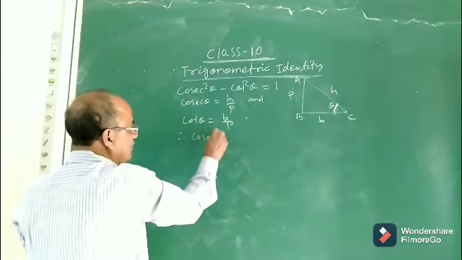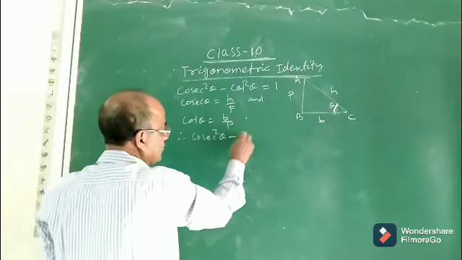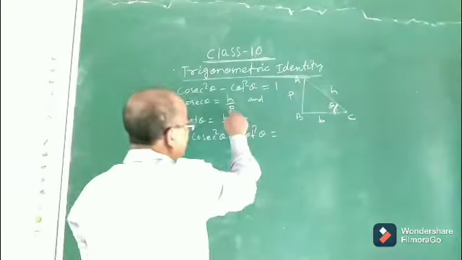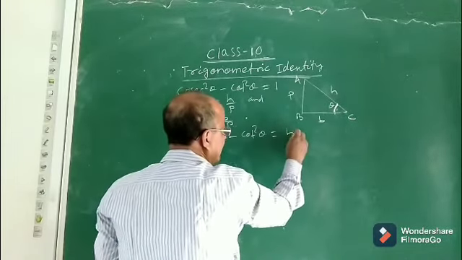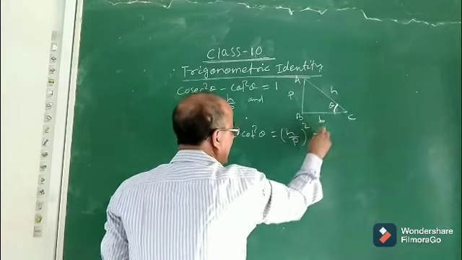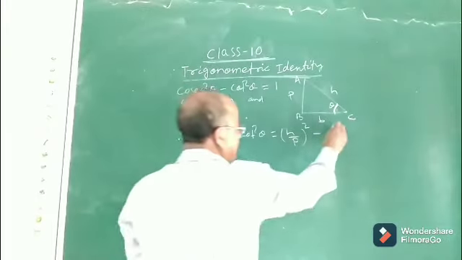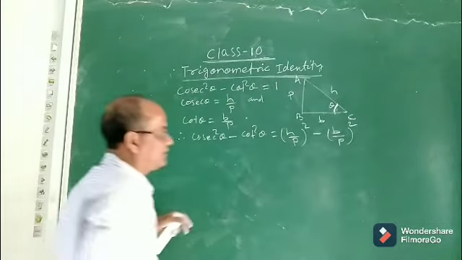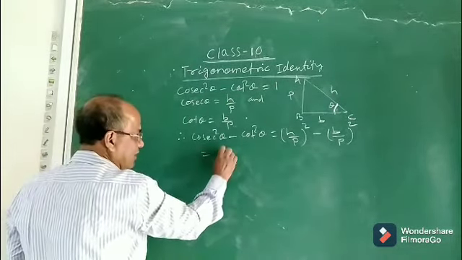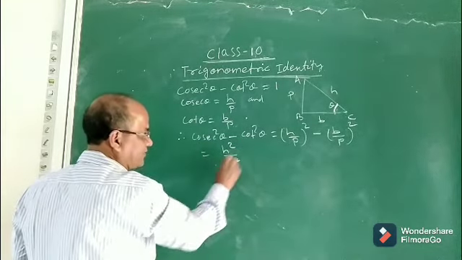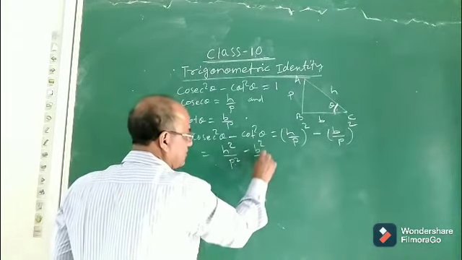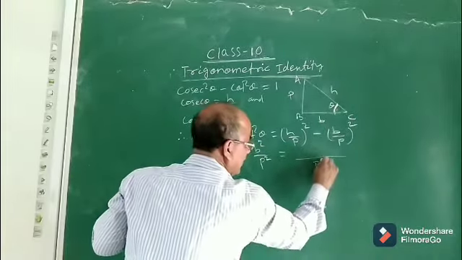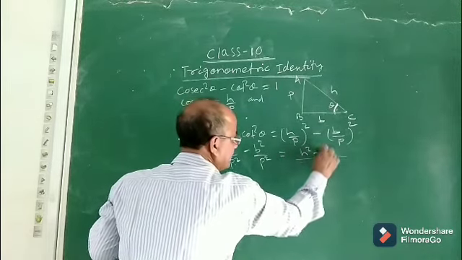Now take the squares of both and take the difference. That is cosec square theta minus cot square theta. In place of cosec square theta we write (h by p) whole square, and in place of cot square theta we take (b by p) whole square. So (h by p) whole square will be h square by p square, and this will be b square by p square. Now take the LCM. The LCM is p square, and the numerator is h square minus b square.